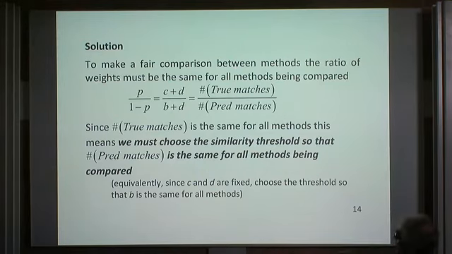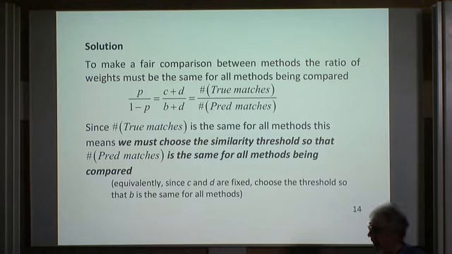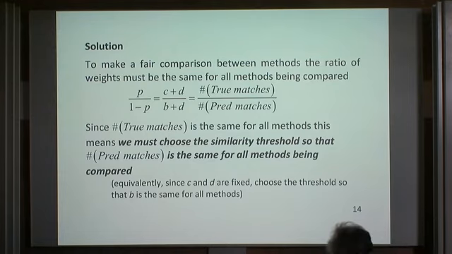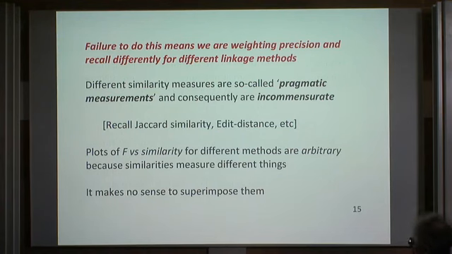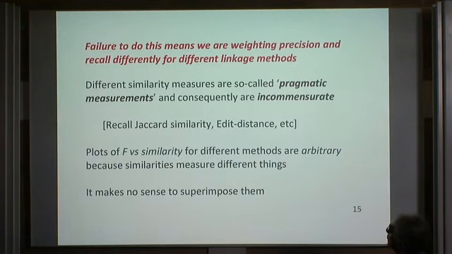That means for each of the methods we're comparing, what we need to do to make reasonable and fair comparisons is choose our similarity thresholds for the different methods so that they produce the same number of predicted matches. Anything else is inconsistent and irrational. So we've got to choose the similarity thresholds for the different methods so that the number of predicted matches is the same for all the methods being compared. And you can think of it other ways as well. And this is what I just said: failure to do that means we're weighting precision and recall differently for the different methods.